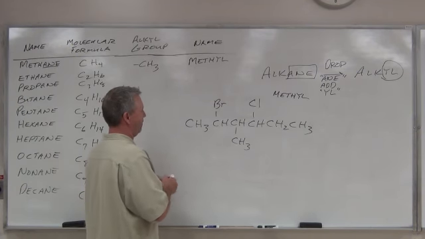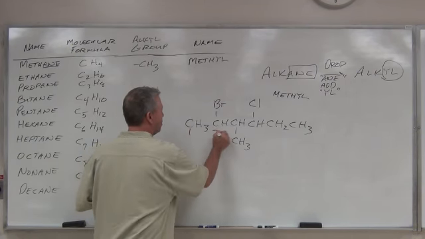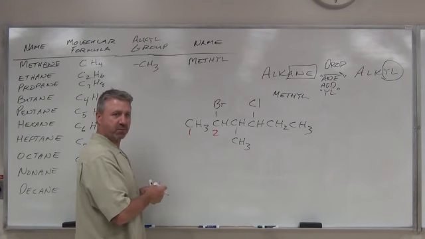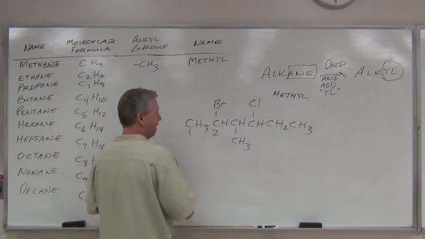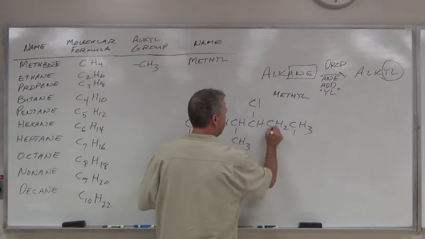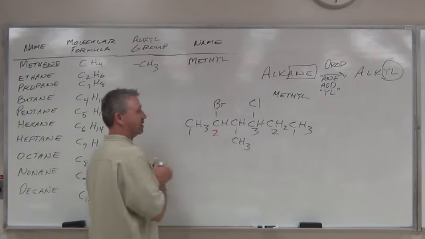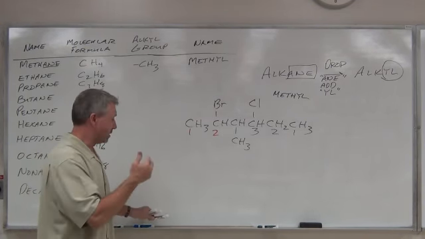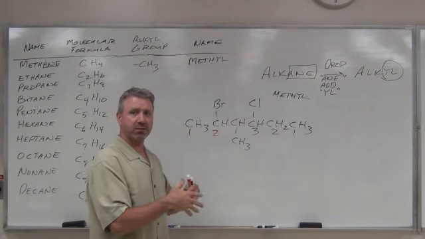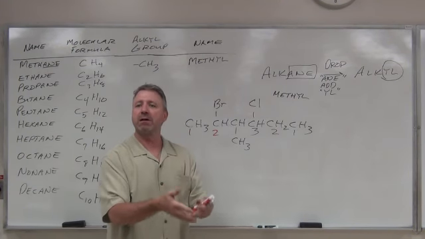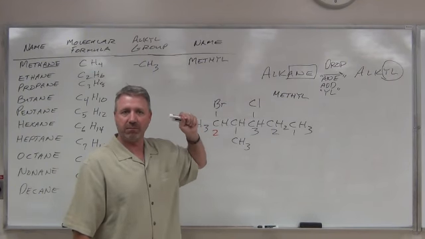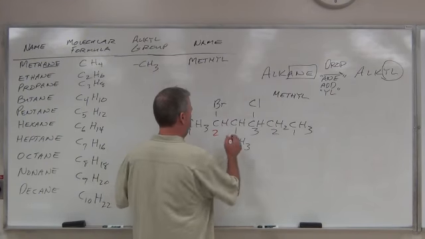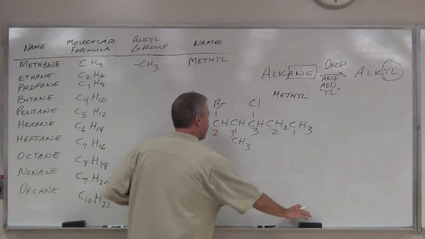Which way am I going to number from? My first point of substitution is at carbon 2 if I go left to right. If I go right to left, it occurs at carbon 3. Notice again, it's the first point of substitution. It's any substitution. You don't have to go to the same substituted group. So I'm going to number using the red.